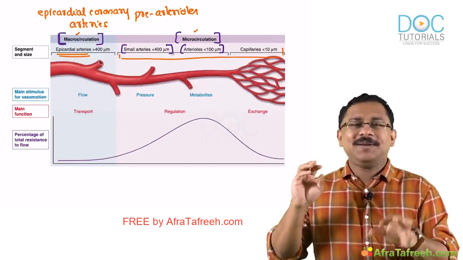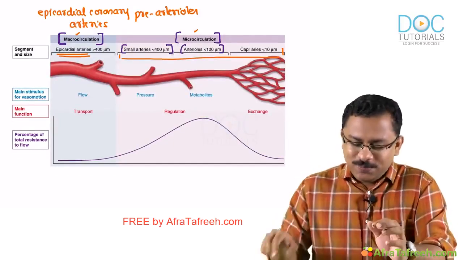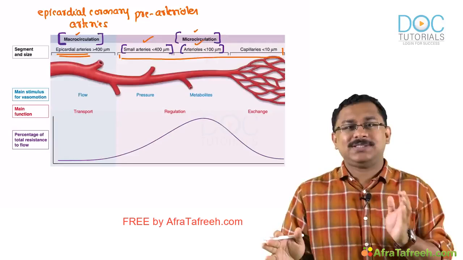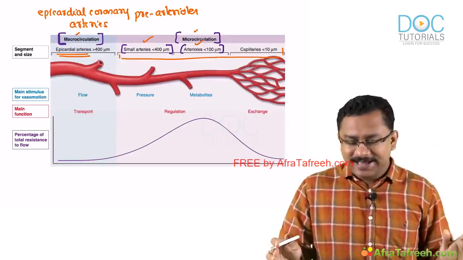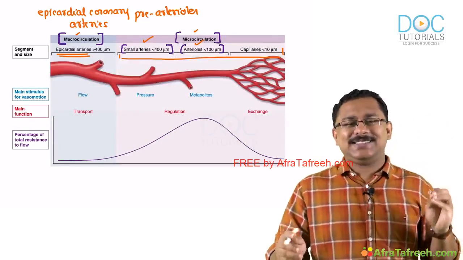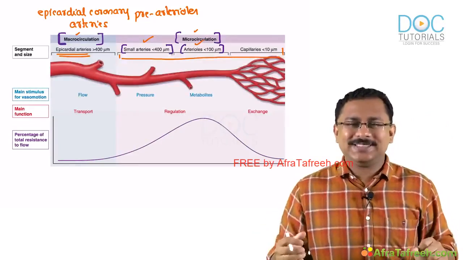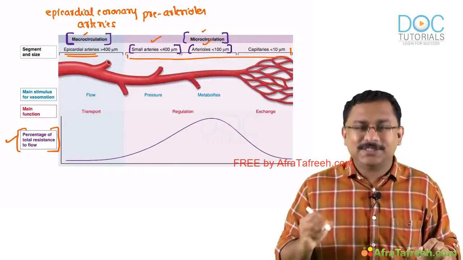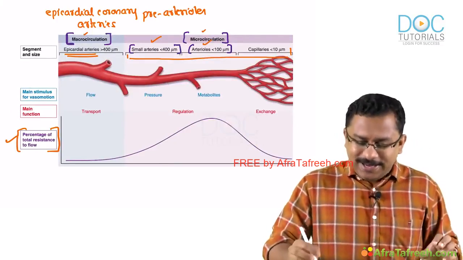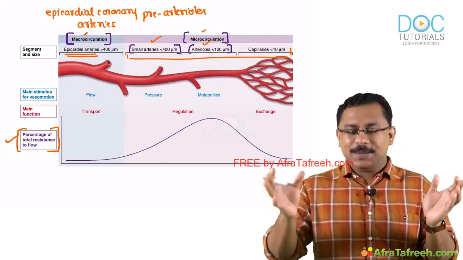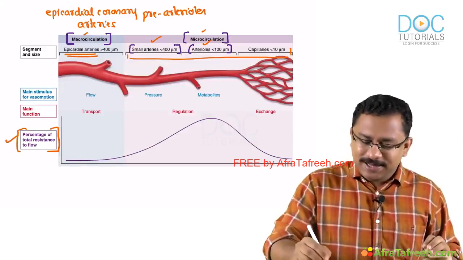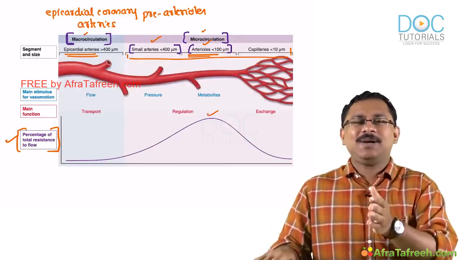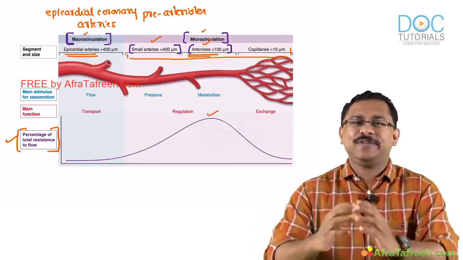Another very important point that all of you students should know is that it is especially the small arteries as well as the arterioles, especially the arterioles, that contribute to resistance to blood flow in the coronaries. What do I mean by that? You see here the percentage of total resistance to flow. Out of the macrocirculation and microcirculation, it is quite obvious that the arterioles in the microcirculation have the maximum contribution to the resistance to flow.